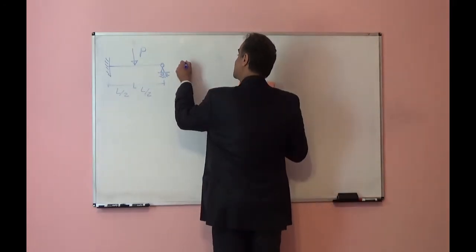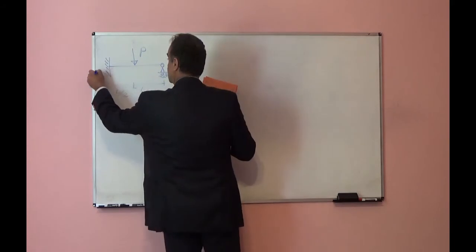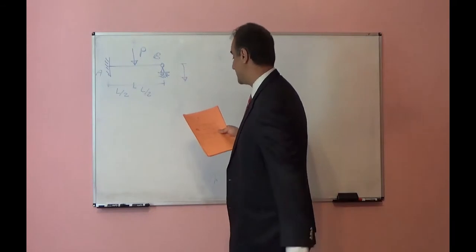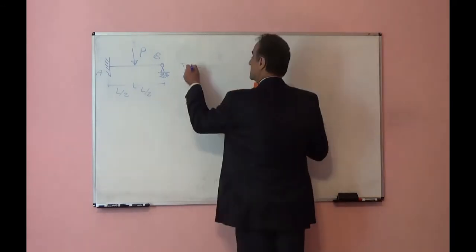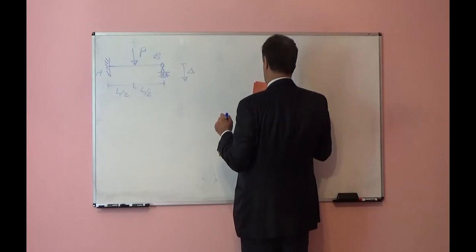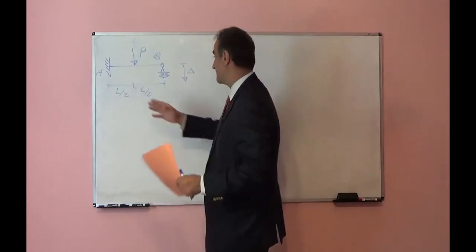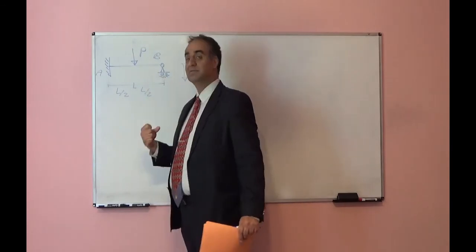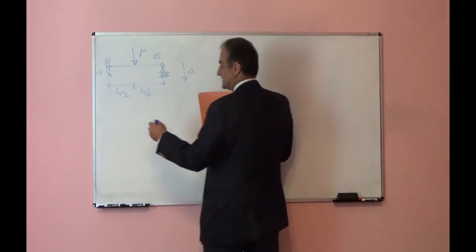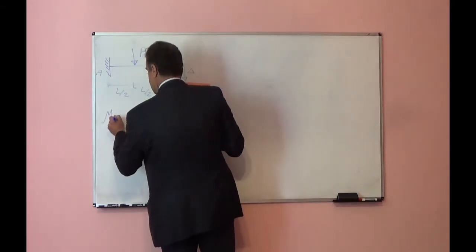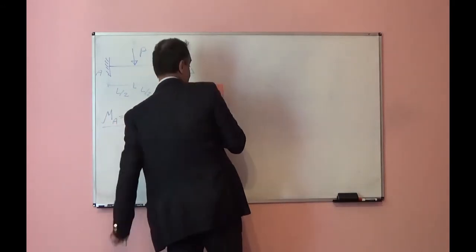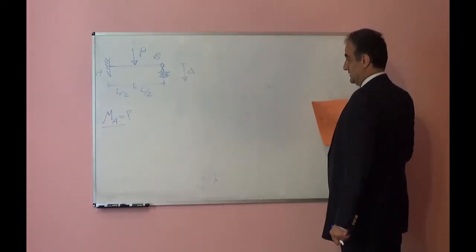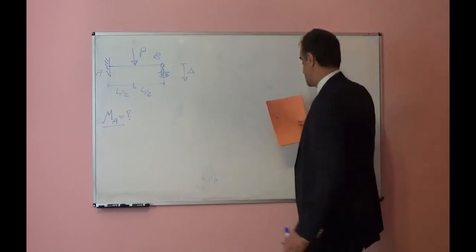The problem statement says support B settles. We have settlement at support B equal to delta. If we have this system subjected to a concentrated load at mid-span and settlement delta at B, what is the moment at support A? We want to find this. Let's look at the slope deflection equation.